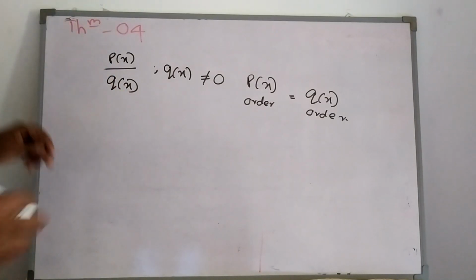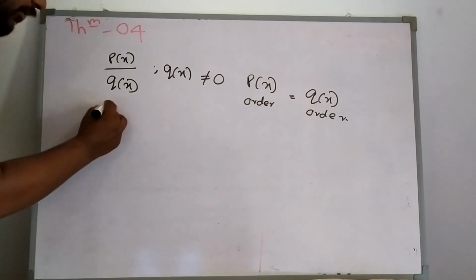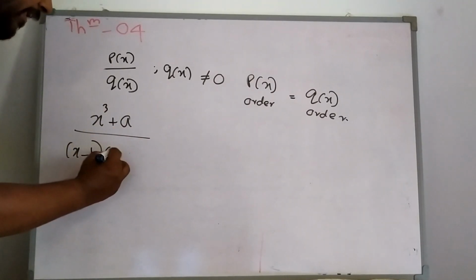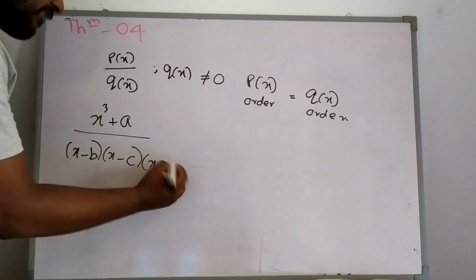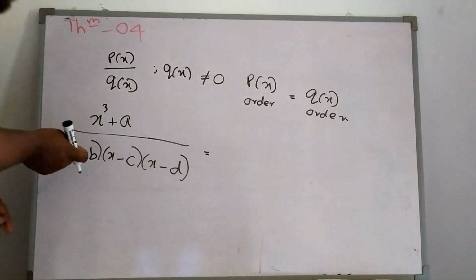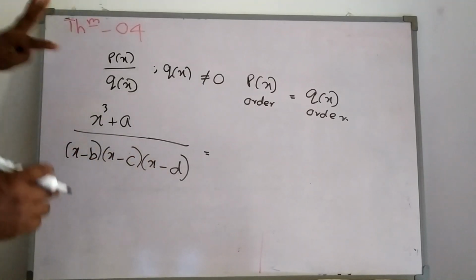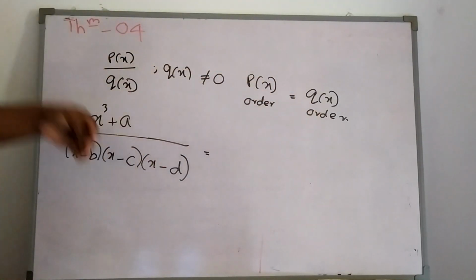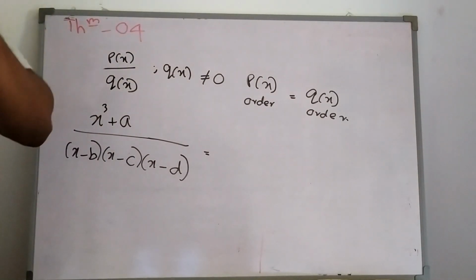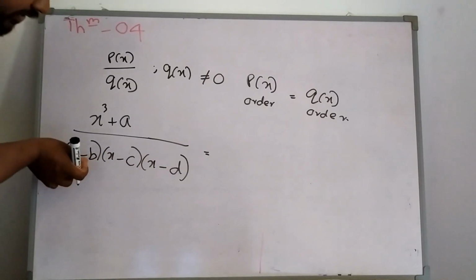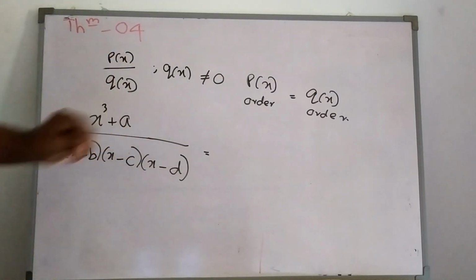As an example, you can write it like (x cubed plus a) over (x minus b)(x minus c)(x minus d). No matter whether it's linear or not, the main thing is you have to understand that the order of both the numerator and denominator should be equal. That's the only thing, and we are not considering the denominator behavior.